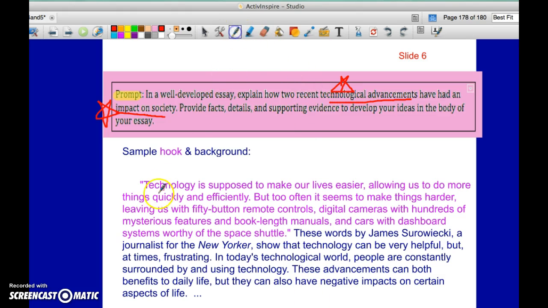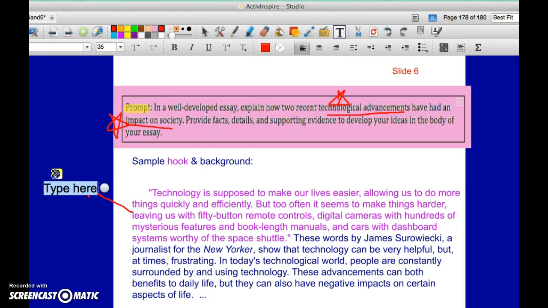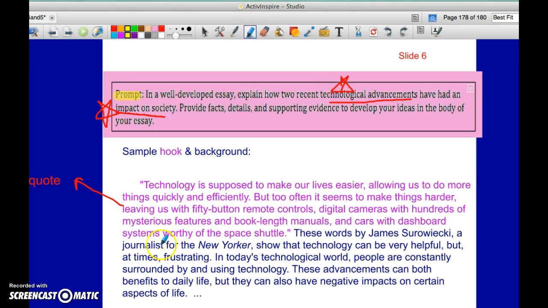So, we can see that the author, aka myself, Ms. Dohan, chose to use the quote strategy. The quote is from a noteworthy person, a journalist, and it relates to our topic of technology. It even uses the word technology in the quote. That's a pretty surefire way to make sure it's going to be relevant.